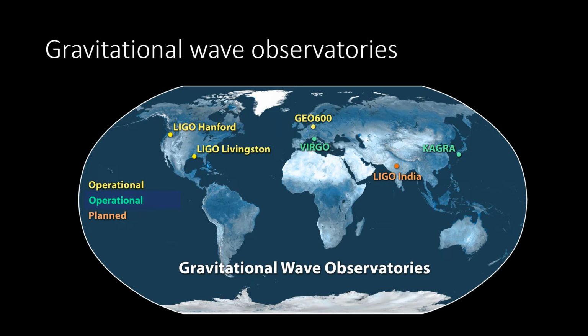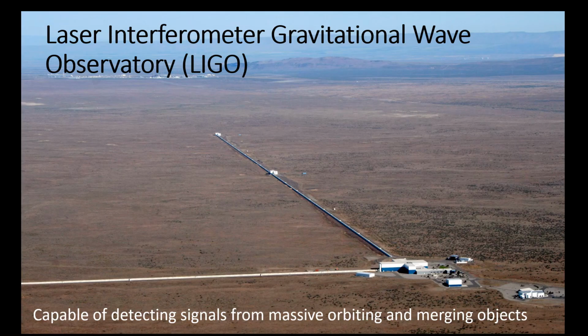So we have a whole bunch of observatories located across the world, and let's take a look at exactly how they work. What does a gravitational wave observatory actually look like, and how does it detect the stretching and squeezing of space-time? So here is LIGO. LIGO stands for the Laser Interferometer Gravitational Wave Observatory. There's two of them, one in Washington and one in Louisiana.